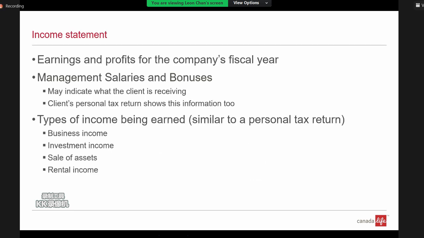Income statements are really good in helping to provide some understanding as to earnings and profits for a company's fiscal year. They also provide information such as management salaries and bonuses. It could help in indicating what the client is receiving, albeit the client's personal tax return would show this information, as well as showing what type of income is being earned in the corporation itself, right? So whether it is business income, investment income, capital gains triggered from a sale of assets, or rental income.